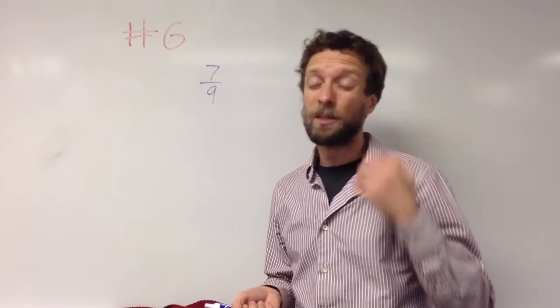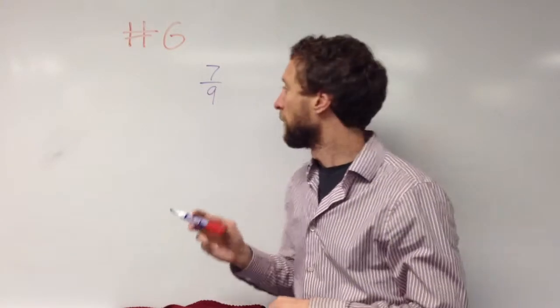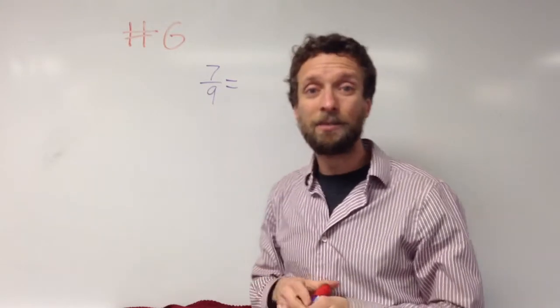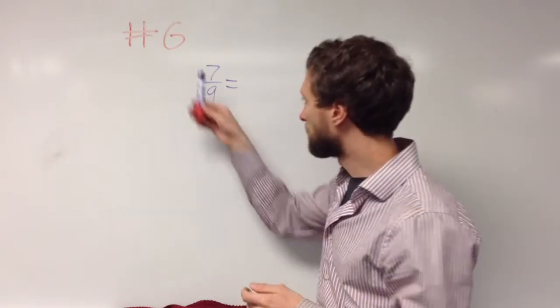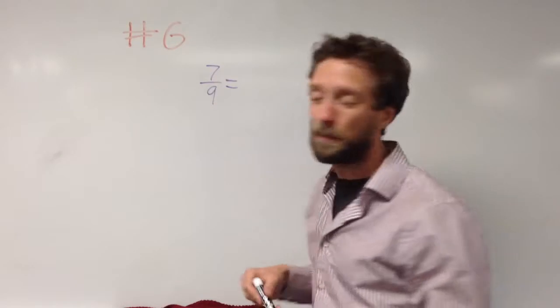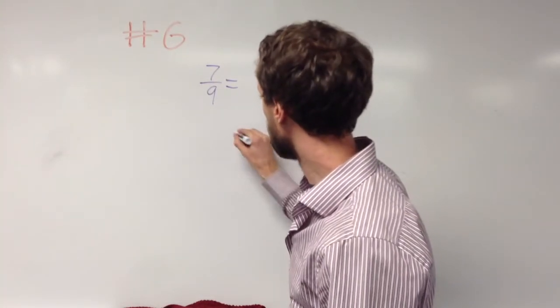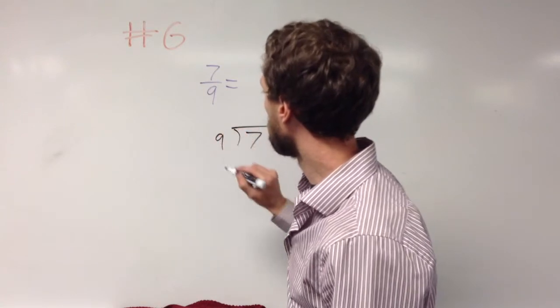First step is to turn it into a decimal. The way to do that is to notice that a fraction is really just a division problem. This says 7 divided by 9. So 7 divided by 9, let's actually just do that math. 7 divided by 9, what am I going to get?